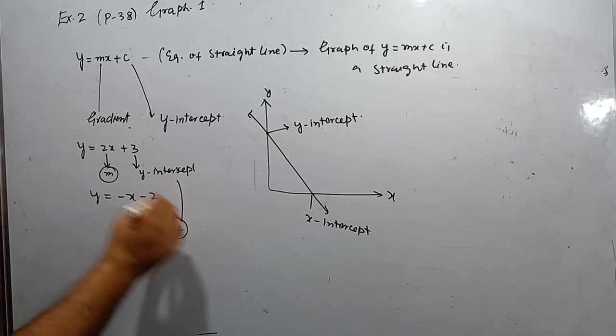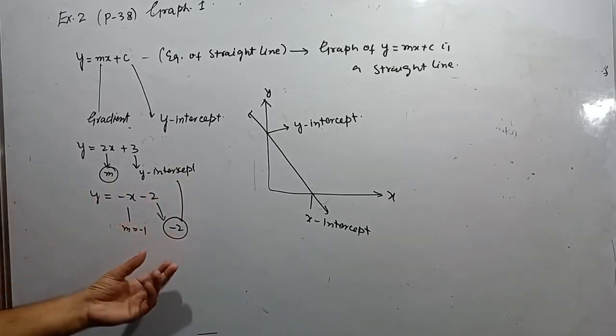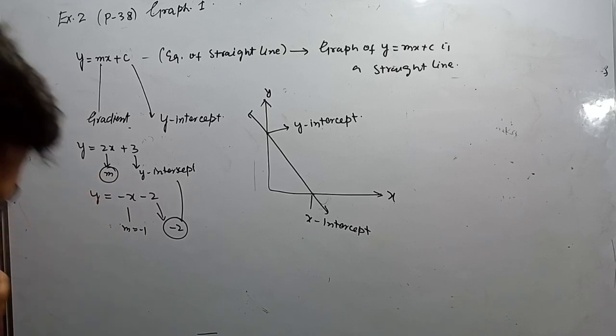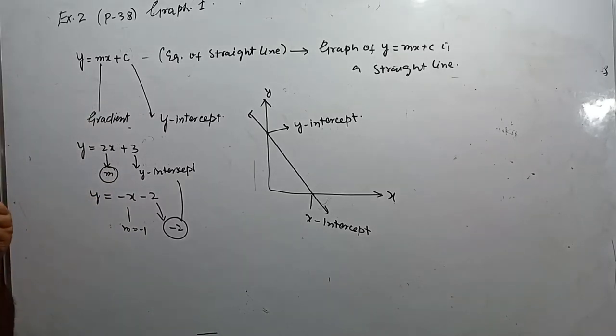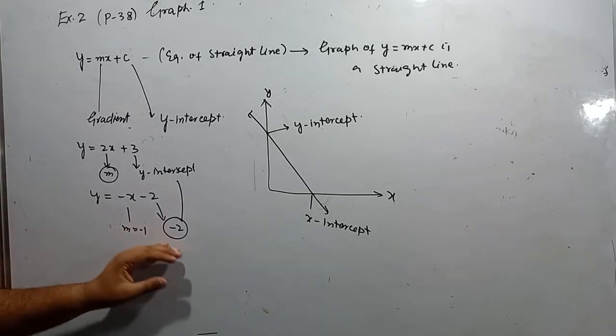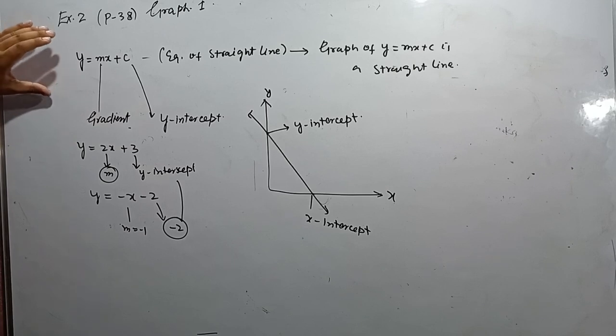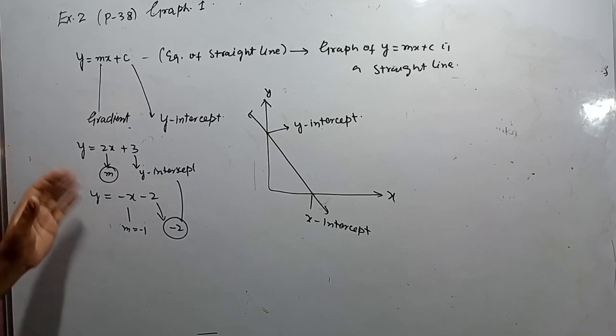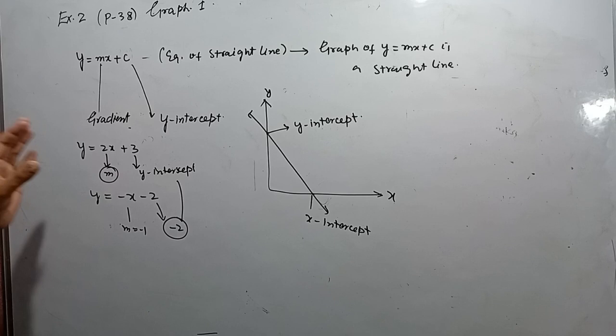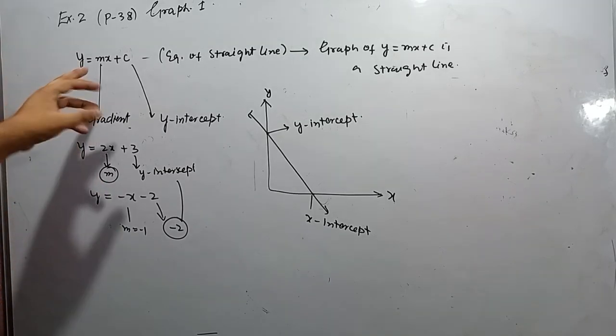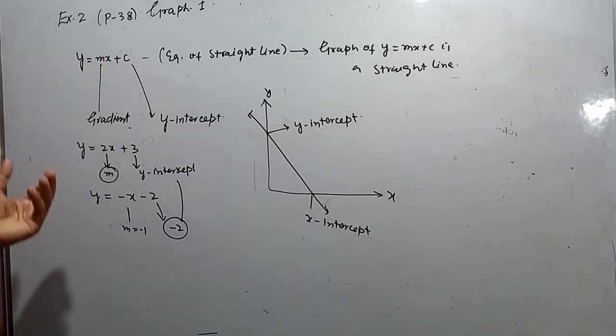So this is the y-intercept. When we draw the graph of the equation, the graph will intersect the y-axis at minus 2. This is called the y-intercept. So this was about y equals mx plus c. Once you are given a question like y is equal to 4x plus 3, you can identify the gradient and the y-intercept from the equation, because you know the coefficient of x is the gradient, and c is the y-intercept.